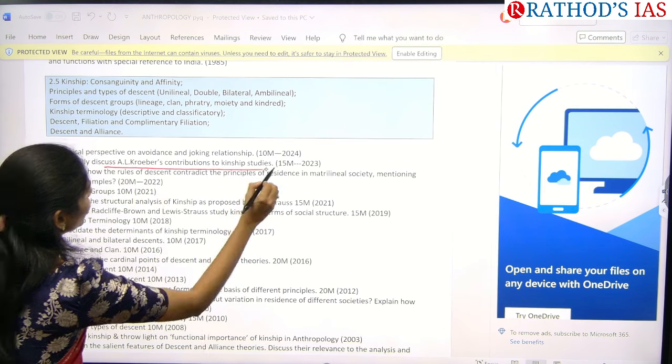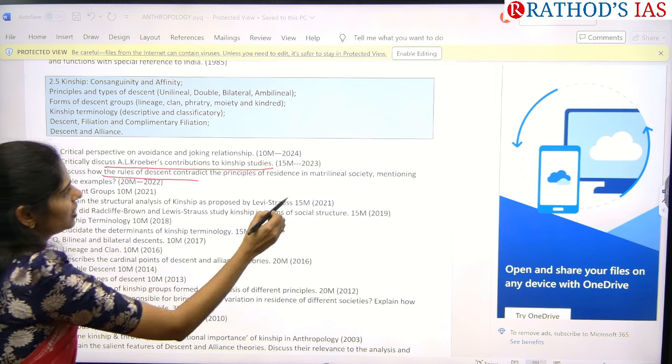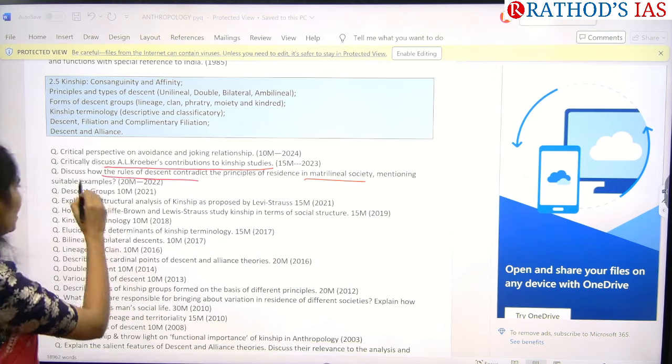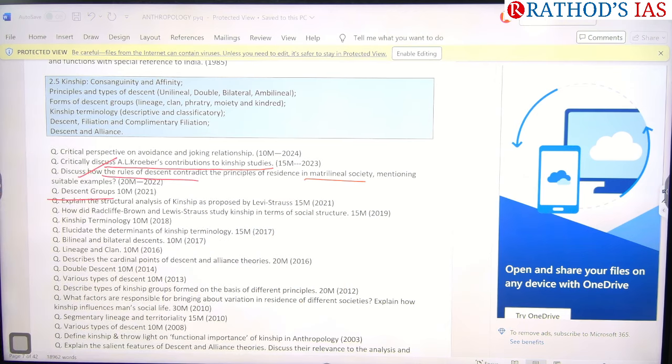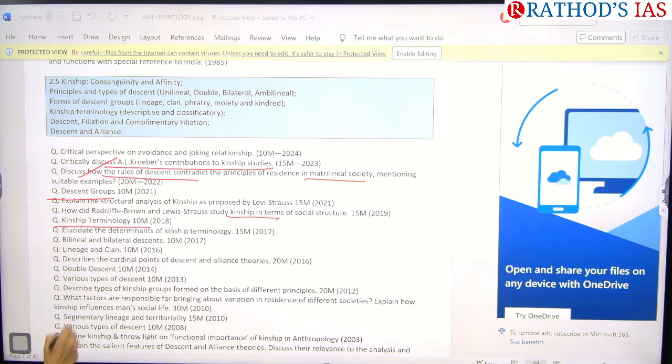Okay, and next 2.5, that is kinship. Discuss Kroeber's contribution to kinship studies. It is about one author, we will be discussing that. And next one is rules of descent, matrilineal society, examples, descent groups. The same thing, kinship terms, kinship terminology, bilateral and bilineal descent, lineage and clan. All these things we discussed, right? So again, the same areas the questions had been asked.